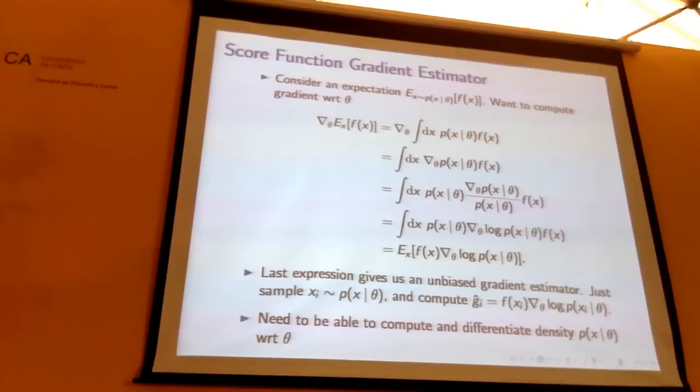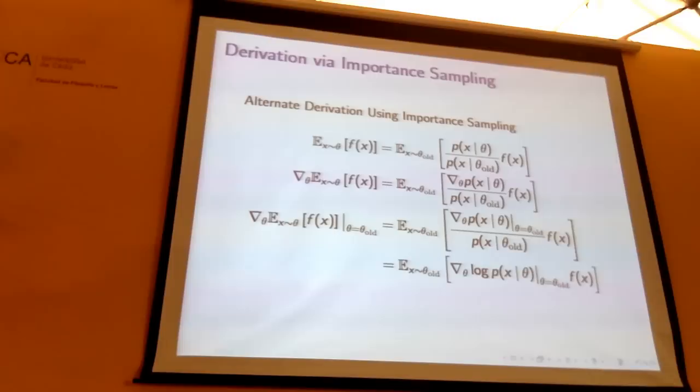There's also another nice derivation that's worth knowing about. I'm going to talk about this score function gradient estimator a lot, because even though it's extremely simple, it's also very important. Basically this whole policy gradient theory is just based on applying the score function gradient estimator many times. So it's important to have various perspectives on it. Here we can derive it in an alternative way, without ever looking at integrals, by using importance sampling.